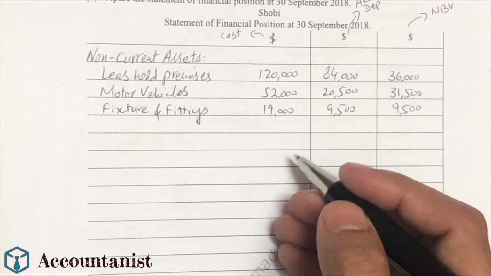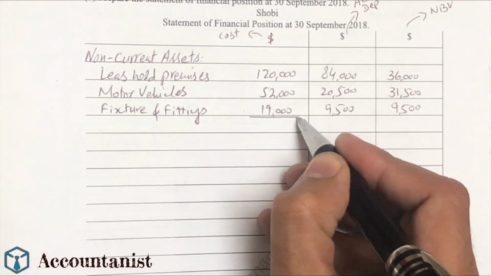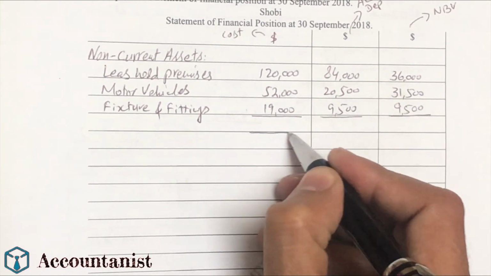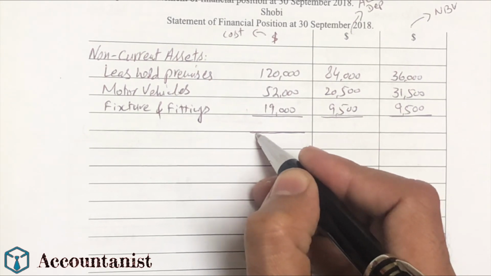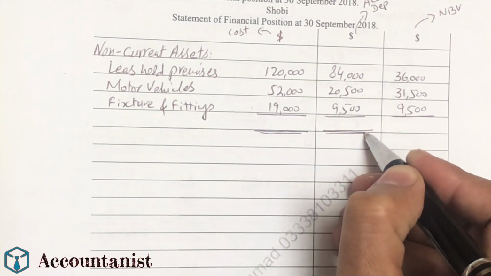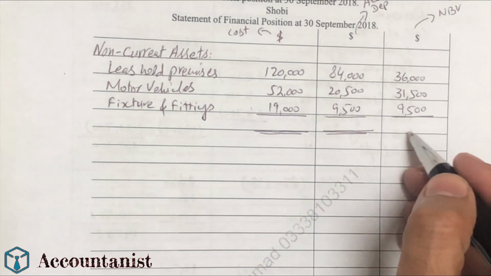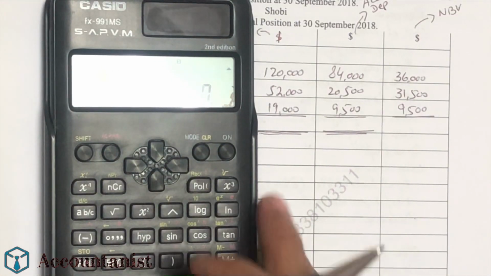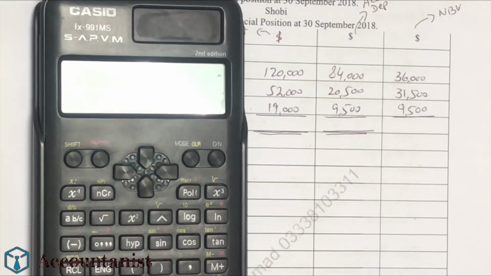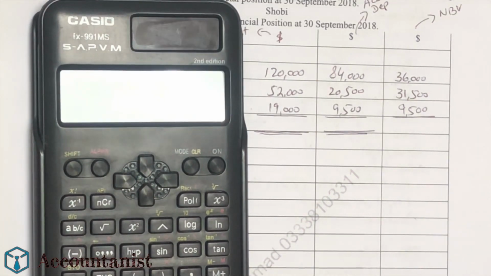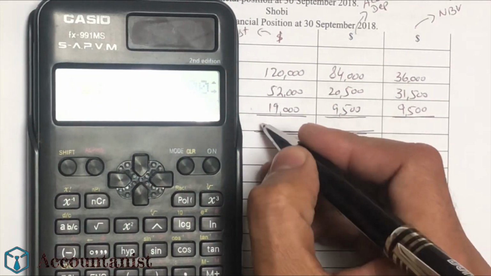So the next thing that we need to do is to balance the columns. So we need to balance all three of the columns. In the cost column we will write down a line underneath, so that will be a double line, which means we are not going to use this balance anymore in our further calculation, but we are not going to write any line under this total because we are going to use this balance. So this will give us the total of cost: 120,000 plus 52,000 plus 19,000, which gives us the total of 191,000. So I will write it down.